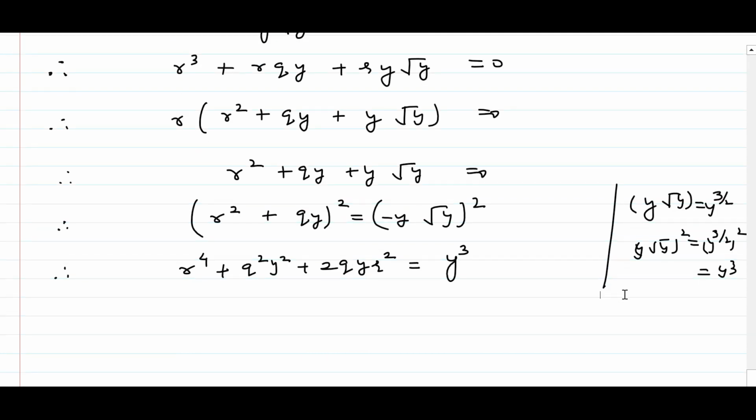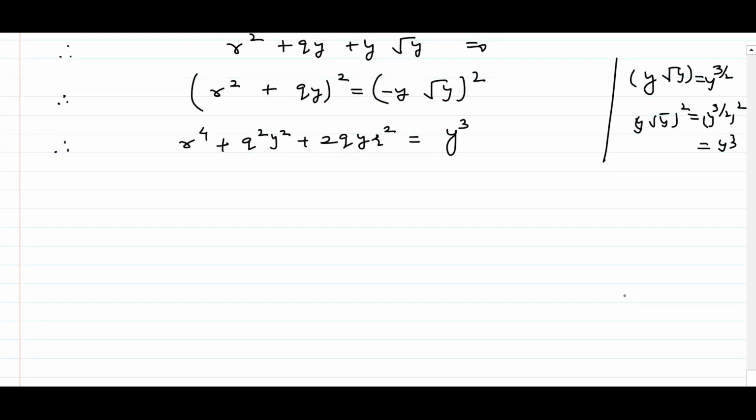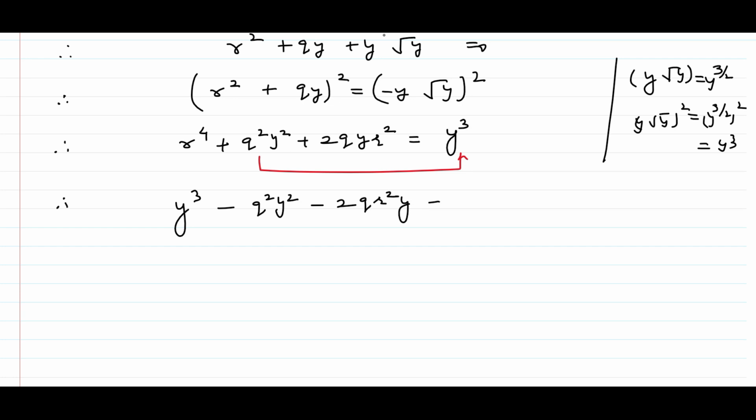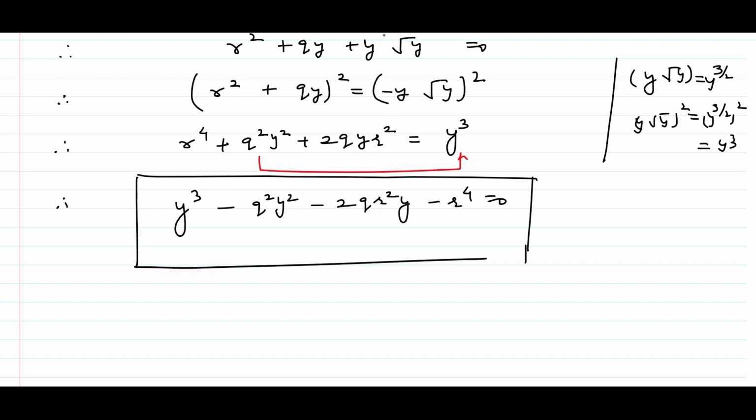So after that we can write in the standard form, take all these terms to the right hand side, and we can write here that is y to the power 3 negative q square y square negative 2 times of q r square y negative r to the power 4 is equal to 0. So this is our required equation, and this is our required final answer.